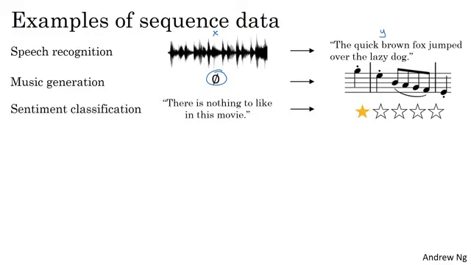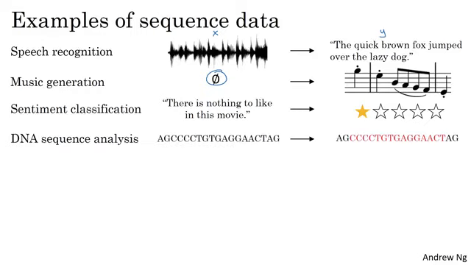In sentiment classification, the input X is a sequence. So given an input phrase like, "There's nothing to like in this movie," how many stars do you think this review would be? Sequence models are also very useful for DNA sequence analysis. So your DNA is represented via the 4 alphabets A, C, G, and T. And so given a DNA sequence, can you label which part of this DNA sequence, say, corresponds to a protein?